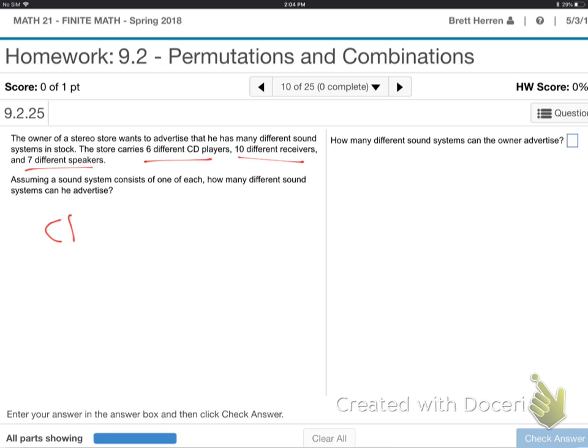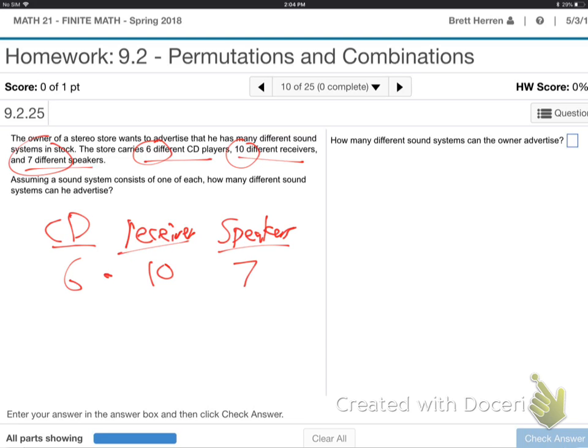So you've got to pick a CD player. There's 6 of those. You've got to pick a receiver. There's 10 of those. And you've got to pick a speaker. There's 7 of those, and you multiply these together. Easy way, 6 times 7, 42 times 10, 420. So they can advertise, we have 420 different sound systems. Sounds so impressive, doesn't it? But really, they just have 6 CD players, 10 receivers, and 7 speakers. But there's 420 different ways those things can go together.